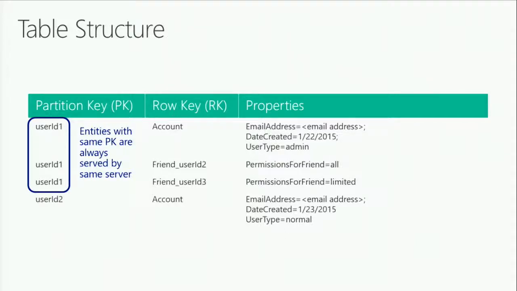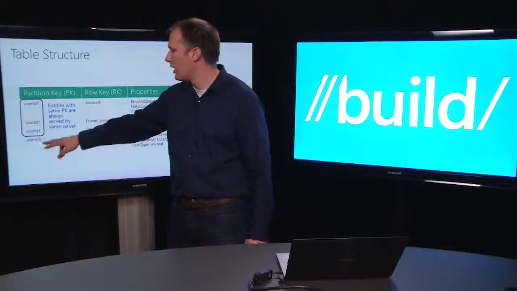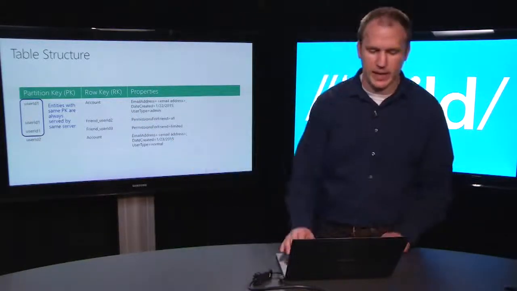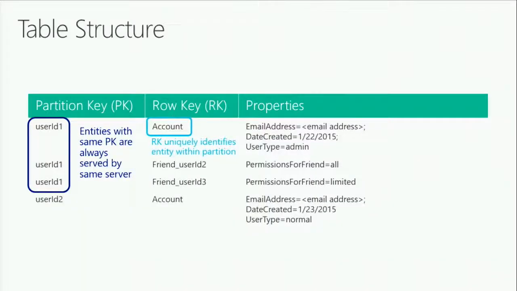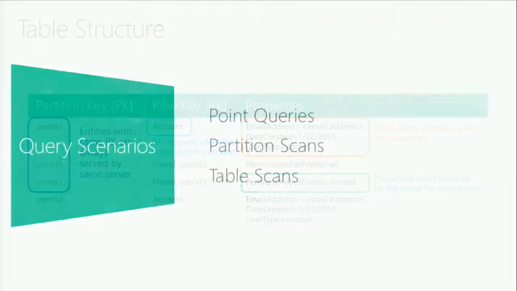So just to walk through the table structure, again, these are the key points here. Entities with the same partition key are always served by the same server. So all these with user ID 1 are going to be served by the same partition server. User ID 2 may be served by the same partition server. It could be served by another one. Then we talked about row keys. And entities have properties, but they can be completely different across different entities.